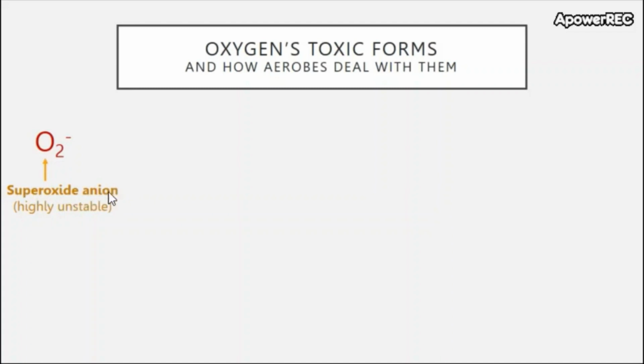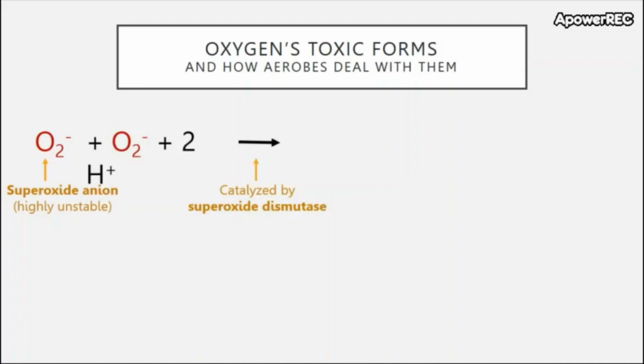So an ion is a molecule or an atom that has a charge. So this anion means that it has a negative charge. And so it has an O2 negative charge to it. And this is extremely unstable. So it can react with another O2 here and a hydrogen here and create an O2 that's not an anion and a hydrogen peroxide, or H2O2.